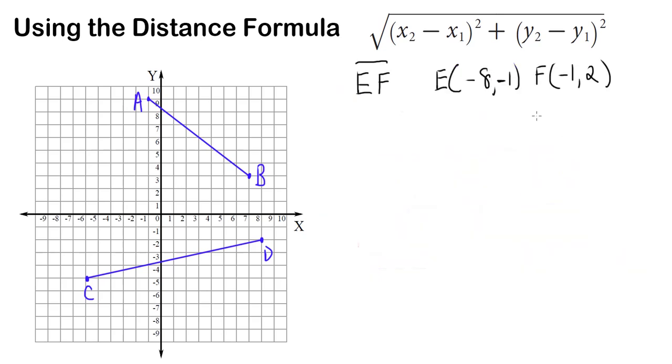So what if we have a line segment that's not even on a coordinate plane? Can we still use the distance formula? And the answer is yes. So if you look here at line segment EF, where E is at -8, -1, and F is at -1, 2, let's go ahead and find the length of this line segment. Once again, we want to start off by labeling x1, y1, and x2, y2, and then we're going to plug this in.